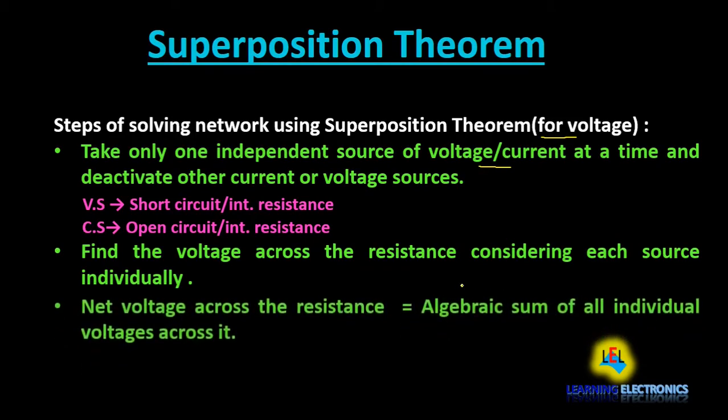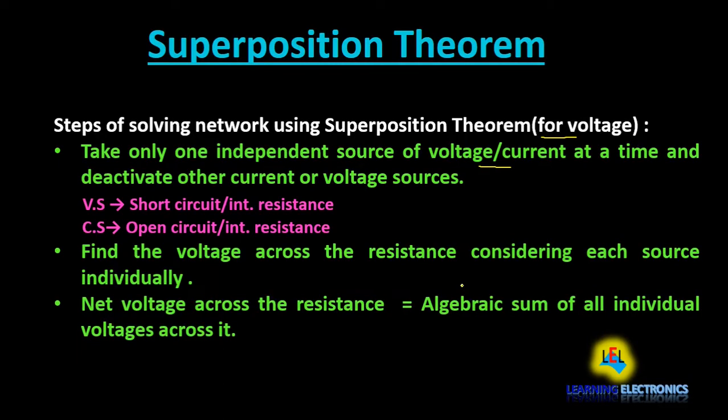After finding the voltage across the resistance, what we have to do, the net voltage across the resistance will be equal to the algebraic sum of all the individual voltages across it. Means the total voltage or net voltage across that particular resistance will be equal to algebraic sum of all the voltages which we have found out considering each source individually. Algebraic sum means we have to consider the positive and negative signs of the voltages which we have found out.